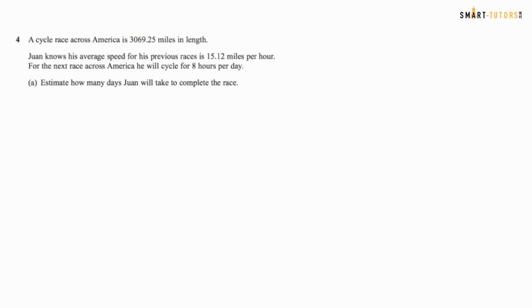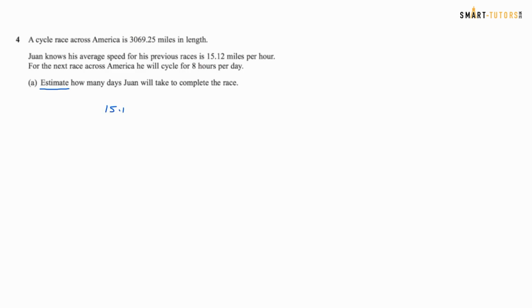Question number 4. A cycle race across America is 3069.25 miles in length. Guan knows his average speed for his previous races is 15.12 miles per hour. For the next race across America, he will cycle for 8 hours per day. The first part, estimate how many days Guan will take to complete the race. Okay, the important thing is estimate, so they're not asking the accurate answer.